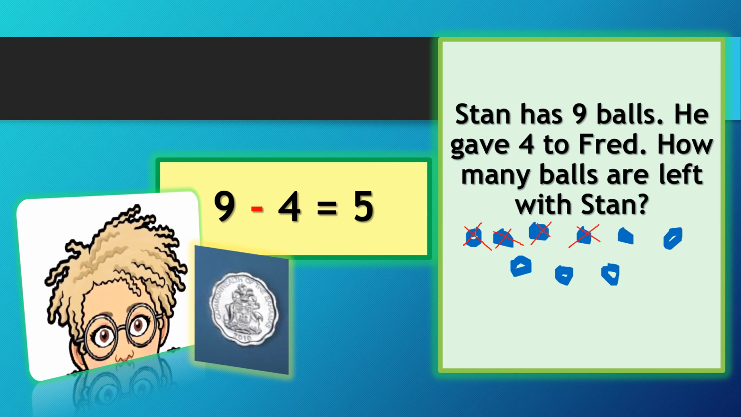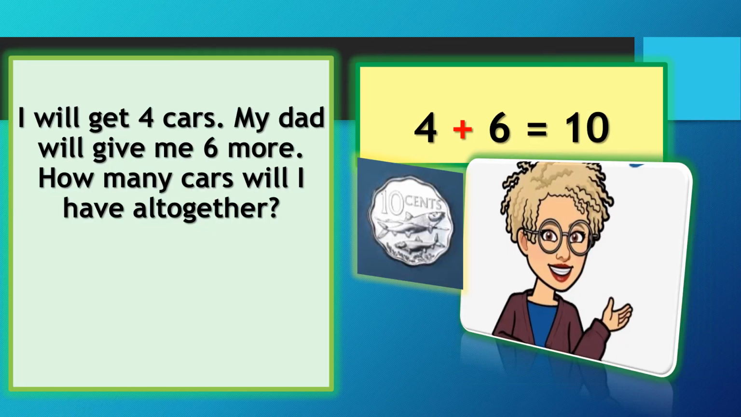When we have taken them away, we have to count the circles that are left with no X's on them. 1, 2, 3, 4, 5. So the response to this question would be, Stan is left with 5 balls. Do you see? Let's start the second equation.